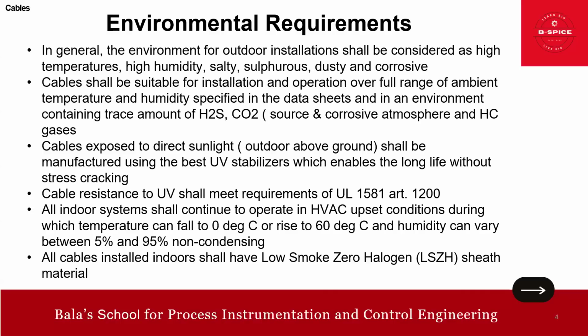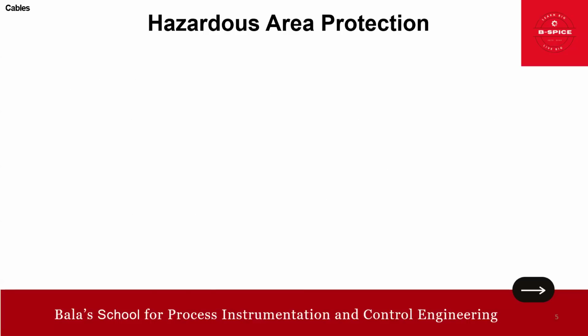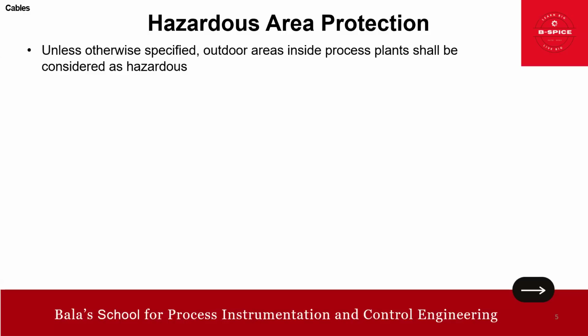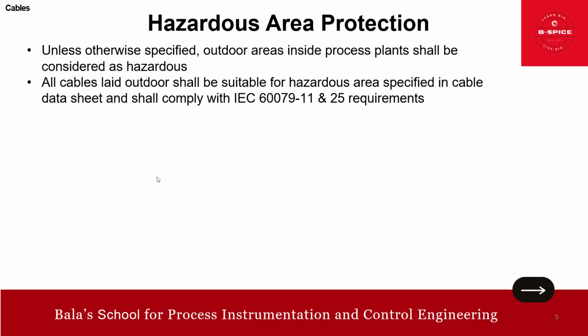So far, we have touched upon the process safety, the operation and design life, and the environmental requirements. Now we'll talk about hazardous area protection. Unless otherwise specified, outdoor areas inside a process plant shall be considered hazardous. So all cables laid outdoor shall be suitable for the hazardous area specified in the cable data sheet and shall comply with IEC 60079 Part 11 and 25 requirements.